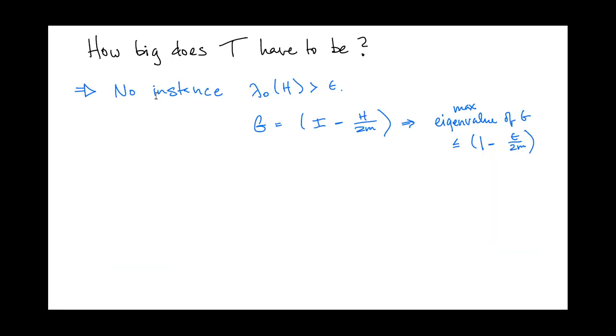Okay? So how big does this t have to be? Remember, I think I used A for this before, but now we're using epsilon as our promise gap. So in a no instance, the ground energy of my Hamiltonian is at least epsilon. Okay? And so what does that translate to in terms of G? Here's G. It's I minus H over 2m. It means the maximum eigenvalue of G is at most 1 minus epsilon over 2m. Okay? The upshot is that it essentially means that this Markov chain is rapidly mixing.